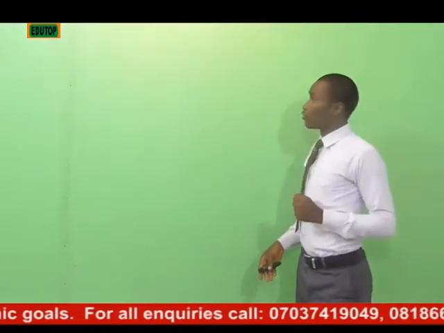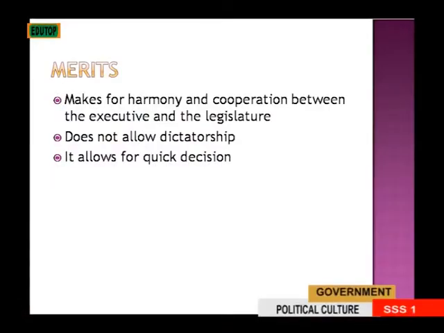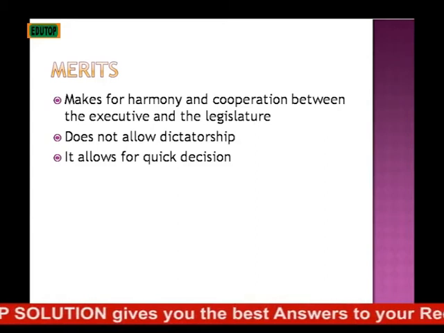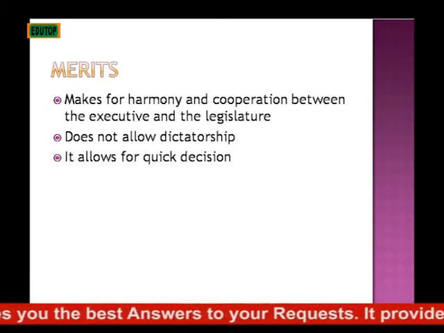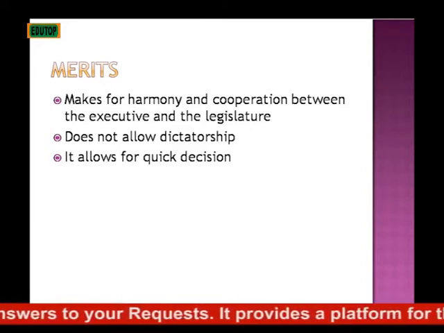Merits of the parliamentary system of government. One, it makes for harmony and cooperation between the executive and the legislature. Since, of course, members of the executive are equally members of the legislature, there is this synergy between these two groups of persons. Again, it does not allow for dictatorship.